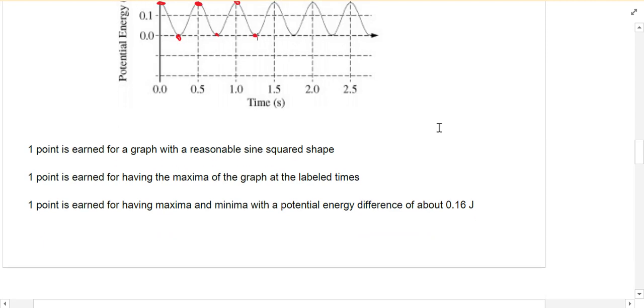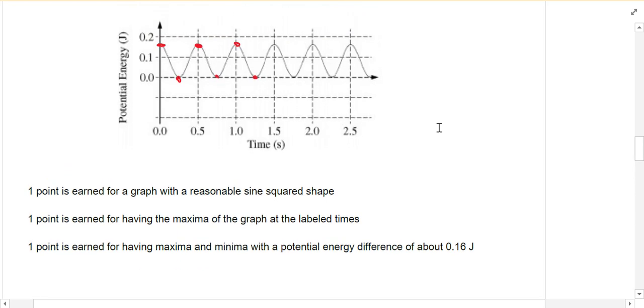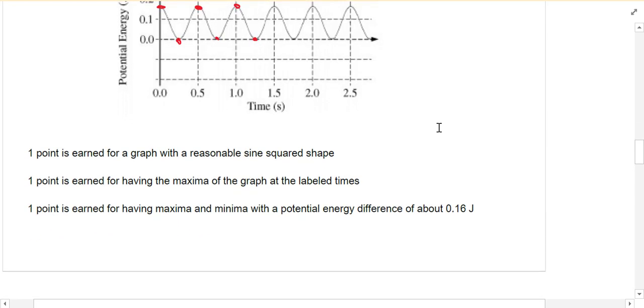So the key gives you some points. 1 for a reasonable sinusoidal shape, 1 for having the maximum on the graph labeled at the certain times, and then 1 point for having a maximum and minimum with a potential energy difference of about 0.16 joules.